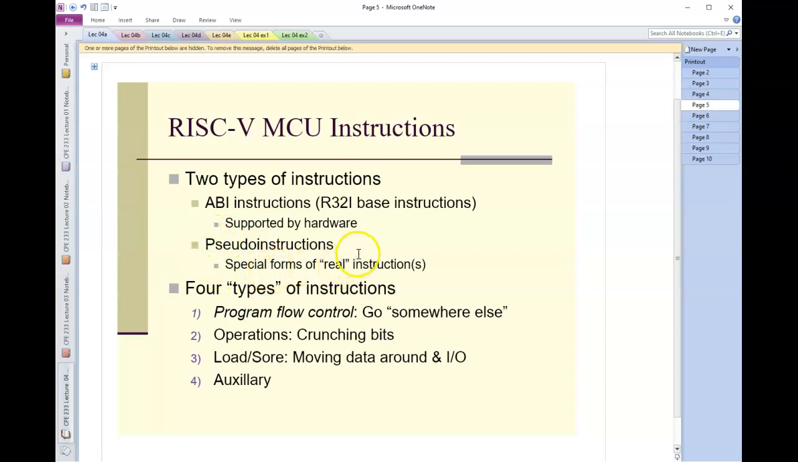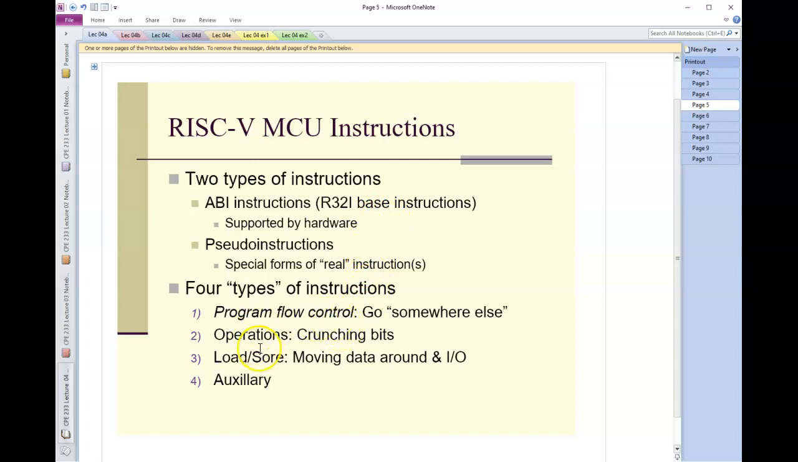So the pseudo instructions are not real instructions. Essentially, when you put a pseudo instruction down there, the assembler converts them into a base instruction. We'll get into more of that later, but once again, there are two types of instructions: real instructions, or base instructions, and pseudo instructions.